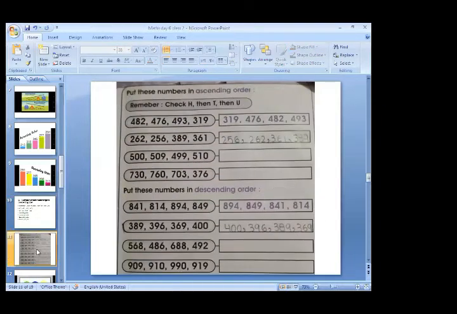Now open page number 15 in your books. Put these numbers in ascending order. Here the question is given. Remember, check hundred, then tens, then unit place. See in number 2 box. Here the question is given: 262, 256, 389, 361. We are going to arrange these numbers in ascending order.